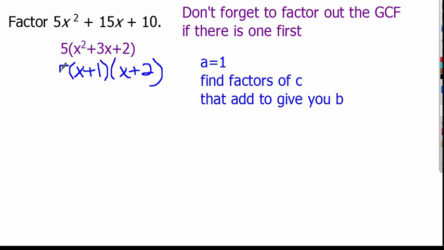Now I still have this 5 out here, but 5 doesn't equal 0. Change the sign when I take these out. Change the sign when I take it out. Okay, that's the first method.